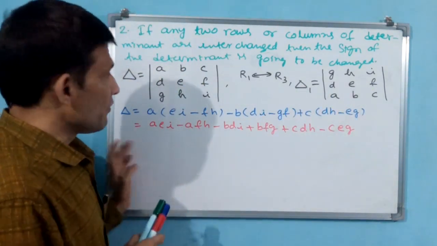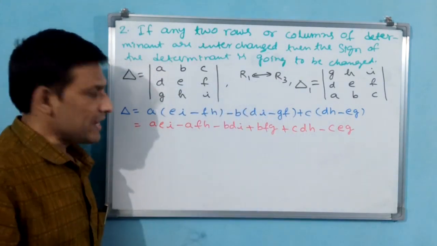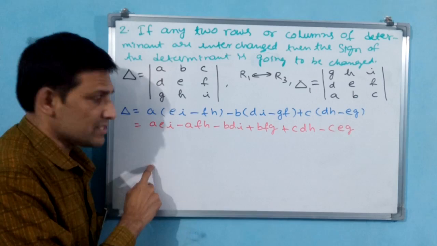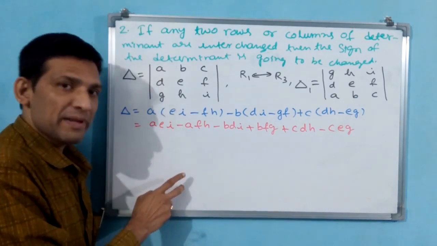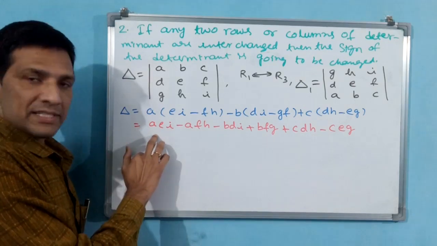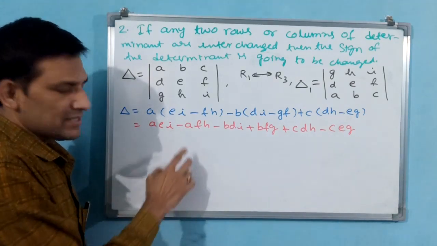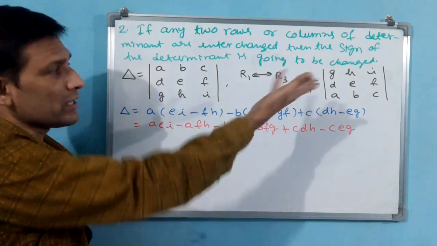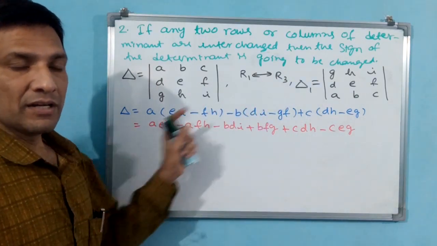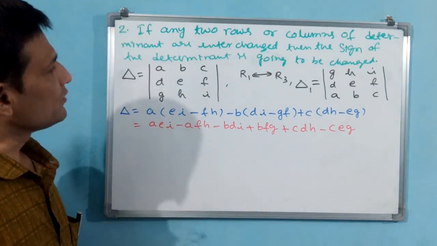Okay. Now we will find delta 1 also. But in delta 1, the minus sign has to come. That means AEI should become minus AEI. Minus AFH should become plus. Delta 1 we are going to find. In delta 1, all these symbols have to be changed. Here plus is there, here minus will come. Here minus is there, here plus should come. Then we can say that delta 1 is equal to minus delta, like that. Okay. Let us see. Let us do it.